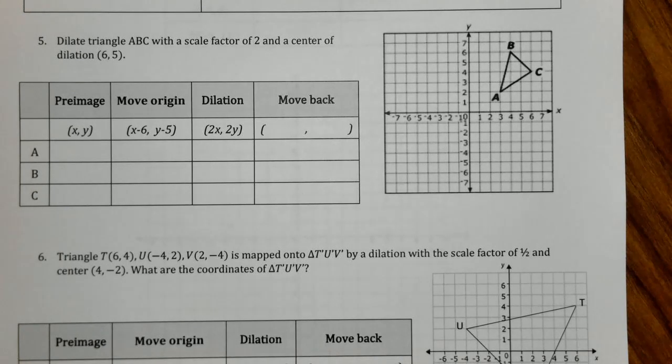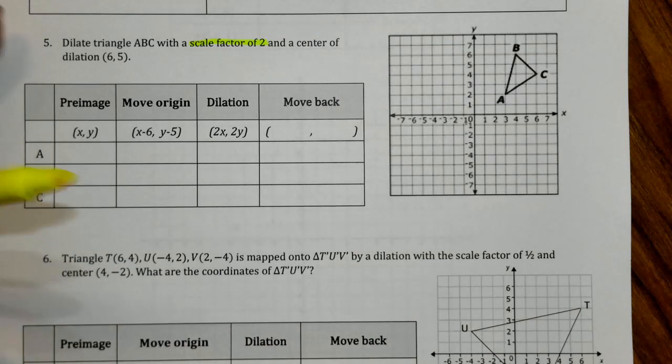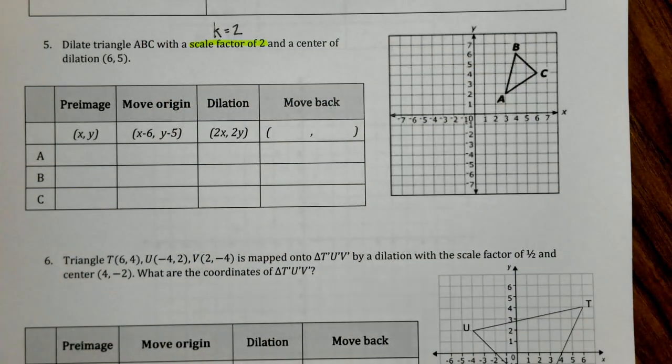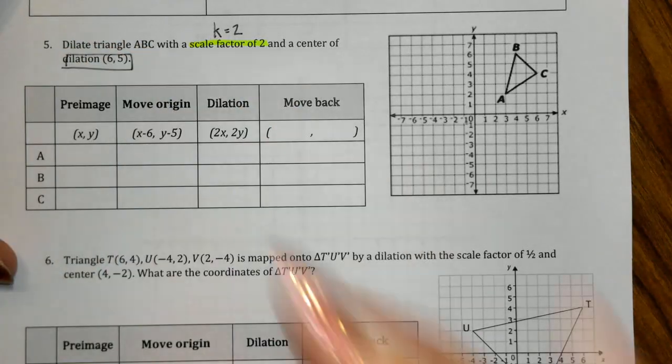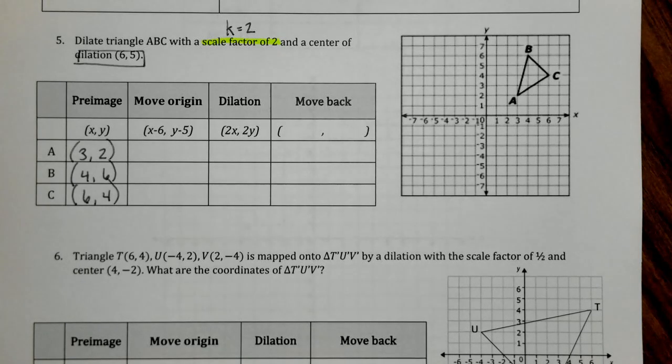Dilation, we're going to dilate triangle ABC with the scale factor of 2, meaning k is going to equal 2. And we're going to use the center of dilation at 6, 5. I'm going to have the pre-image coordinates pop up real quick. You can copy if you want to. I suggest you go ahead and read them and fill them in. So here are your pre-image coordinates for A, B, and C.